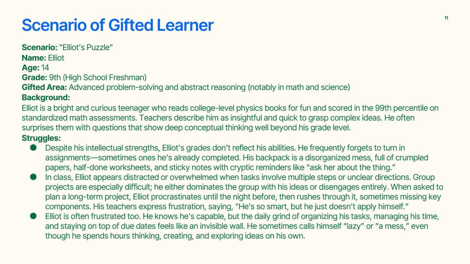In this first scenario that is called Elliot's Puzzle, Elliot is 14 years old. He is a 9th grader, a high school freshman. He is gifted in the area of advanced problem solving and abstract reasoning, notably in math and science. So he would have specific academic ability gifted. Here is more about his background.